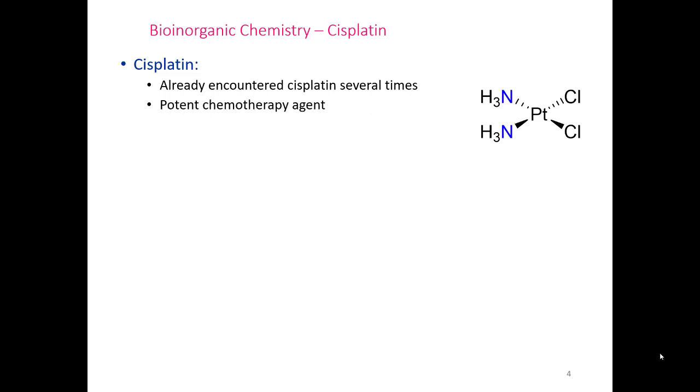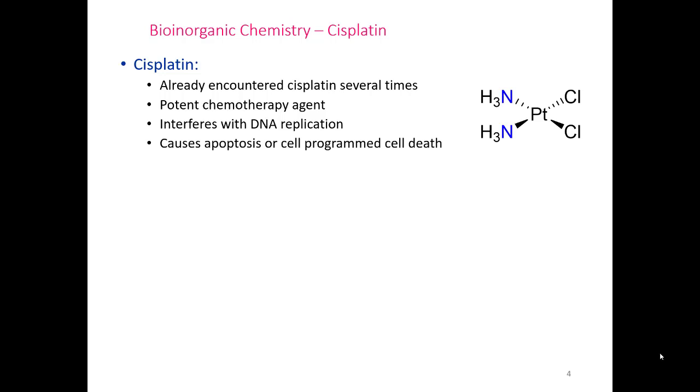Cisplatin is a very potent chemotherapy agent, and it works by disrupting DNA replication. This causes cell apoptosis, or programmed cell death, during mitosis. Why would we inject people with what is essentially a poison that kills cells during replication? How is this going to help a cancer patient?